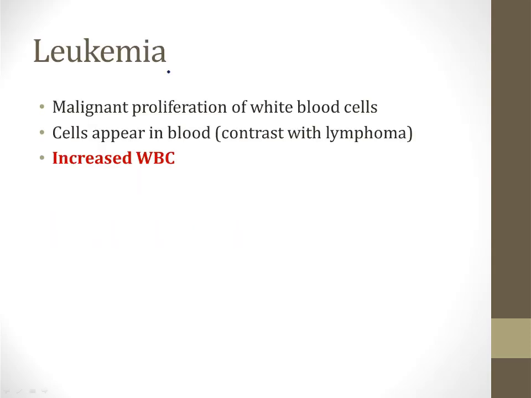By way of review, a leukemia is a malignant proliferation of white blood cells, and importantly, the cells appear in the blood, and this is in contrast to lymphomas. Lymphomas are also white blood cell malignancies. However, in a lymphoma, the white blood cells usually do not spill into the blood. So therefore, the hallmark of a leukemia and what makes a disorder a leukemia is the presence of an increased number of white blood cells in the blood.